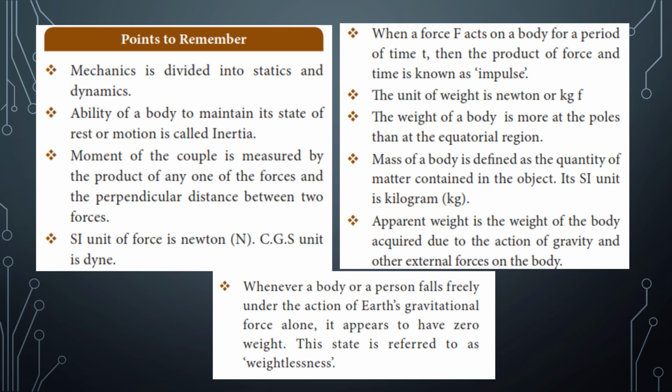The unit of weight is Newton or kilogram force, kg F. The weight of the body is more at the pole than at the equatorial region. Mass of the body is defined as the quantity of matter contained in the object. Its SI unit is kilogram. Apparent weight is the weight of the body acquired due to the action of gravity and other external forces on the body. Whenever a body or a person falls freely under the action of Earth's gravitational force alone, it appears to have zero weight. This state is referred to as weightlessness.